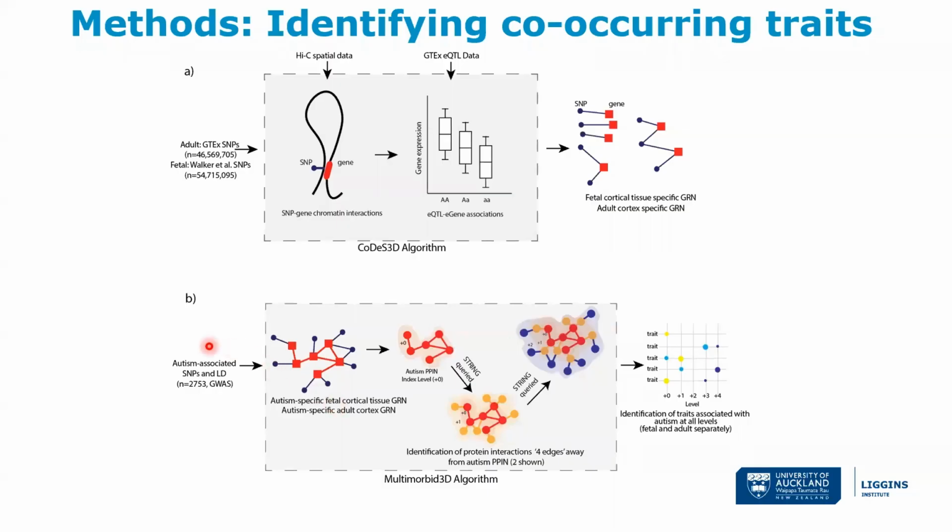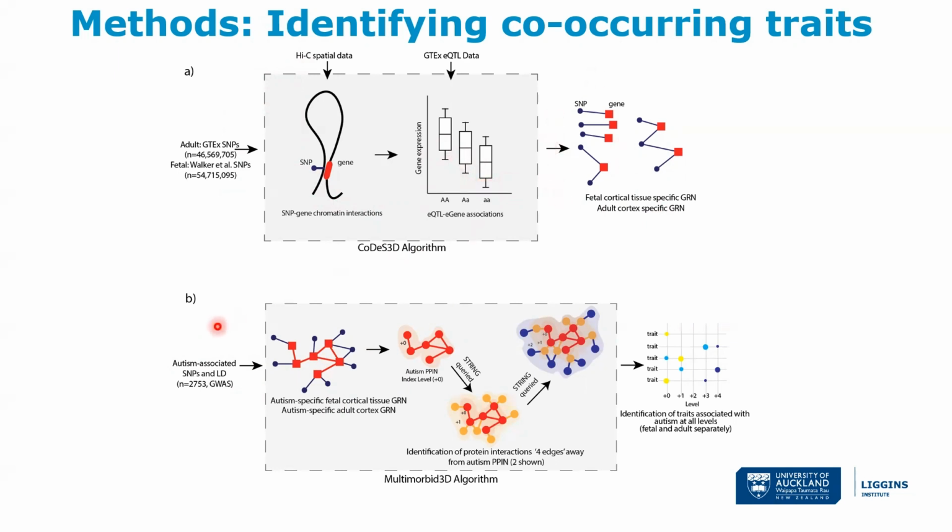As autism is neurodevelopmental, we were interested in studying the impacts of variants associated with autism in both fetal and adult cortical tissue. First, we used gene expression and chromatin interaction data to create fetal and adult cortical tissue gene regulatory networks. We looked at what SNPs, or genetic variants, spatially interacted with what genes, and whether these interactions resulted in a change in gene expression for that gene. This gave us a list of SNP gene regulatory pairs.